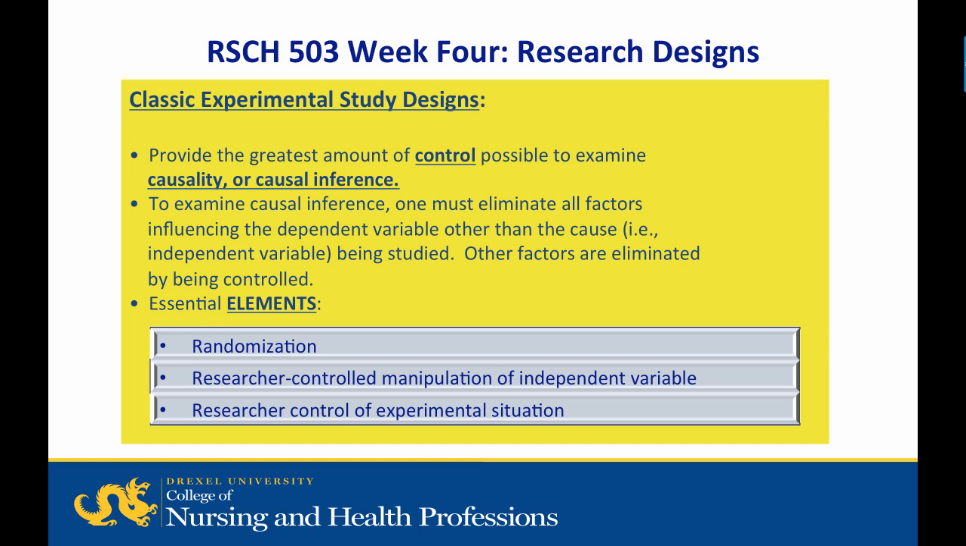The classic experimental research design provides the greatest amount of control possible to examine causality or causal inference. To examine causal inference, the investigator must eliminate all factors influencing the dependent variable other than the cause, i.e., the independent variable being studied. Being controlled eliminates other factors. Essential elements of the classic experimental design thus include 1. Randomization, 2. Researcher-controlled manipulation of independent variable, and 3. Researcher control of experimental situation.